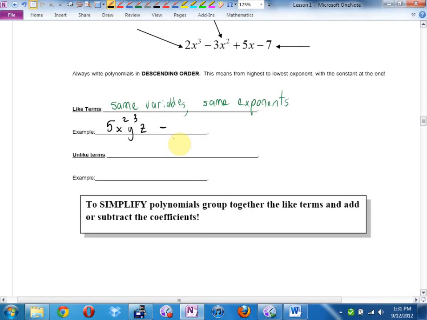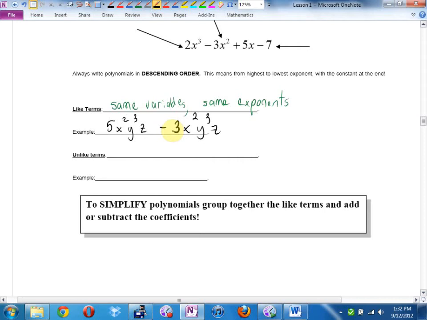So put a number in front, just to be nerdy and different. I'm going to put a pi in front because that's a number, and x squared y cubed z. If you don't like the pi, you can put a 3. Those are like terms. The issue isn't what's in front. The issue is, you'd better have the same variables and the same exponents. If they are like terms, that means that you can combine them. You can do math with them.